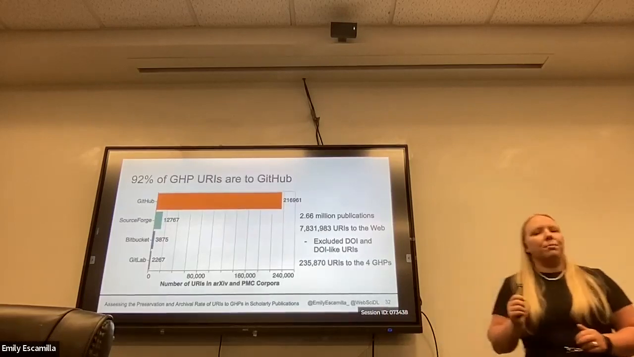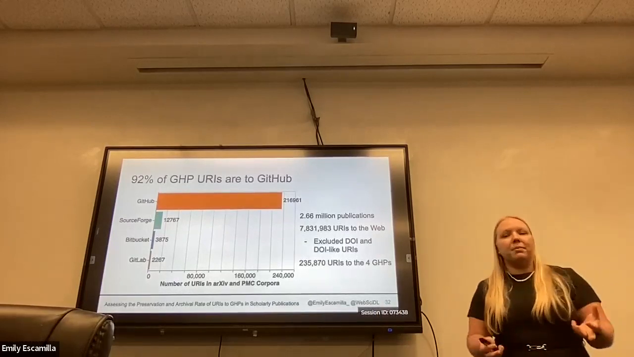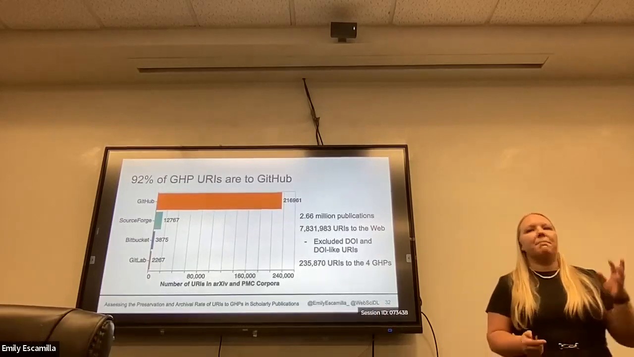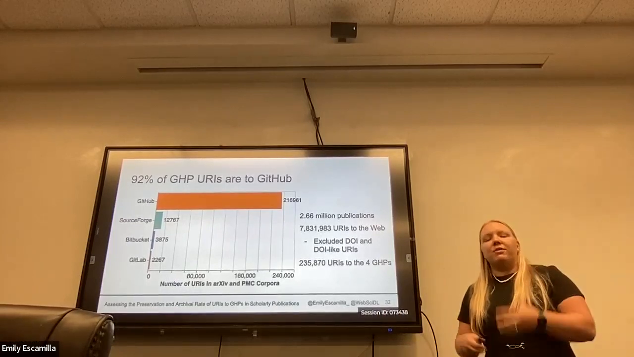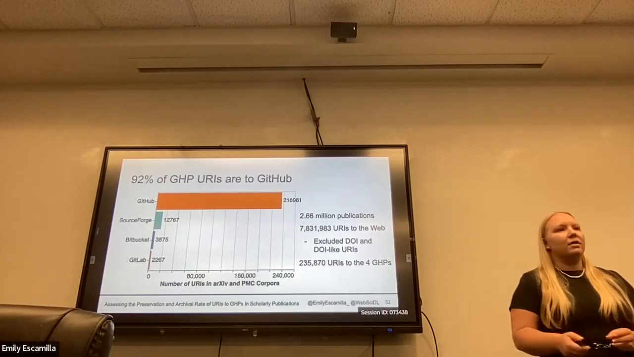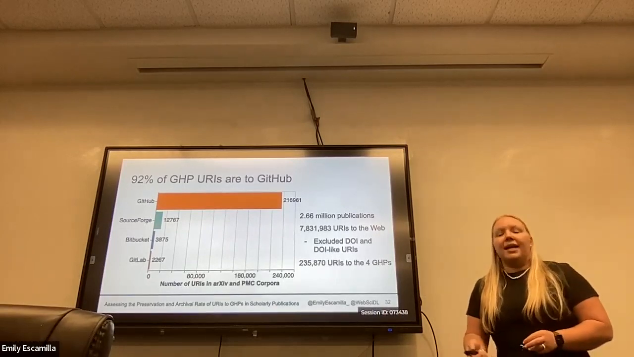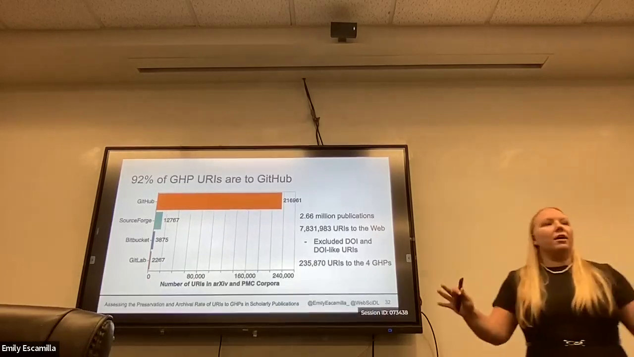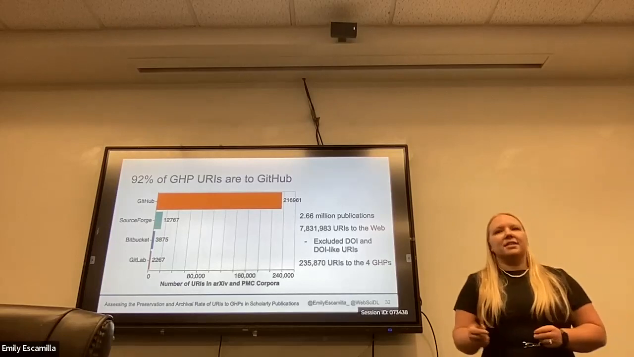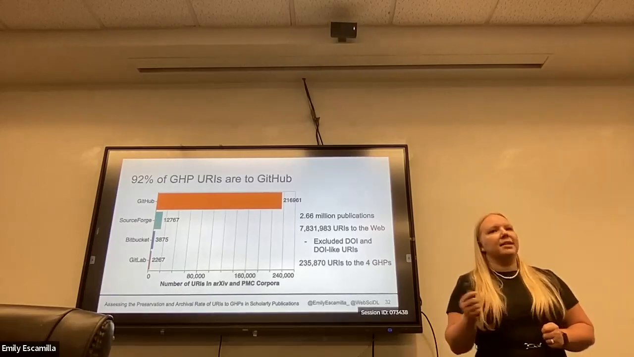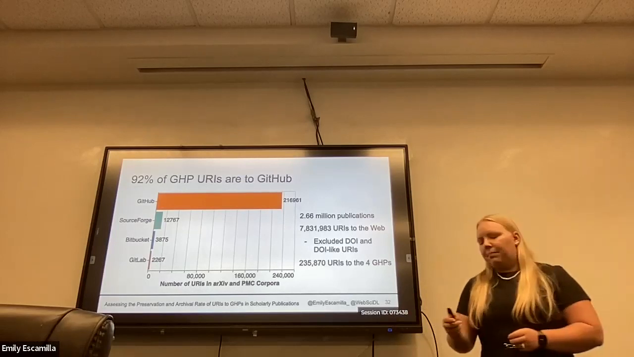So in total, our corpus contained 2.66 million publications. And from those publications, we found over 7.8 million URIs to the web at large. Of those, we found over 235,000 URIs to one of the 4 GHPs listed here. As you can see, GitHub is by far the most popular of the 4 GHPs, with over 92% of all GHP URIs being to GitHub, followed by SourceForge, then Bitbucket, and then GitLab.